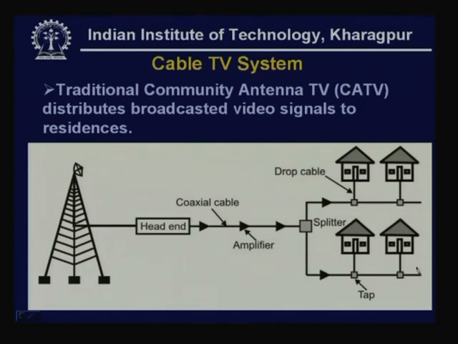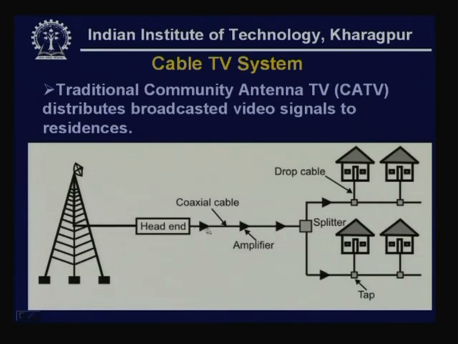So, here is the traditional community antenna TV network, commonly known as CATV network. As you can see, the basic purpose is to distribute the broadcast video signals to residences. That means the TV signals which are received through an antenna. Here is an antenna, usually installed on the top of a roof, that receives the TV signal sent through satellite, and then a device known as the head end is responsible for distributing the signal on a cable network.